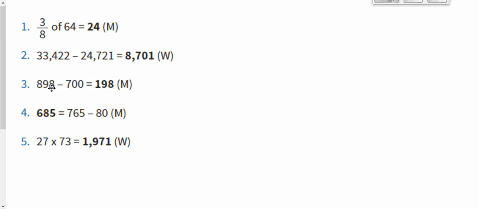Next one, definitely mental. As you know, the 98 is going to stay the same. The only thing that's going to change is the hundreds number. 8 take 7 is 1, so 198.